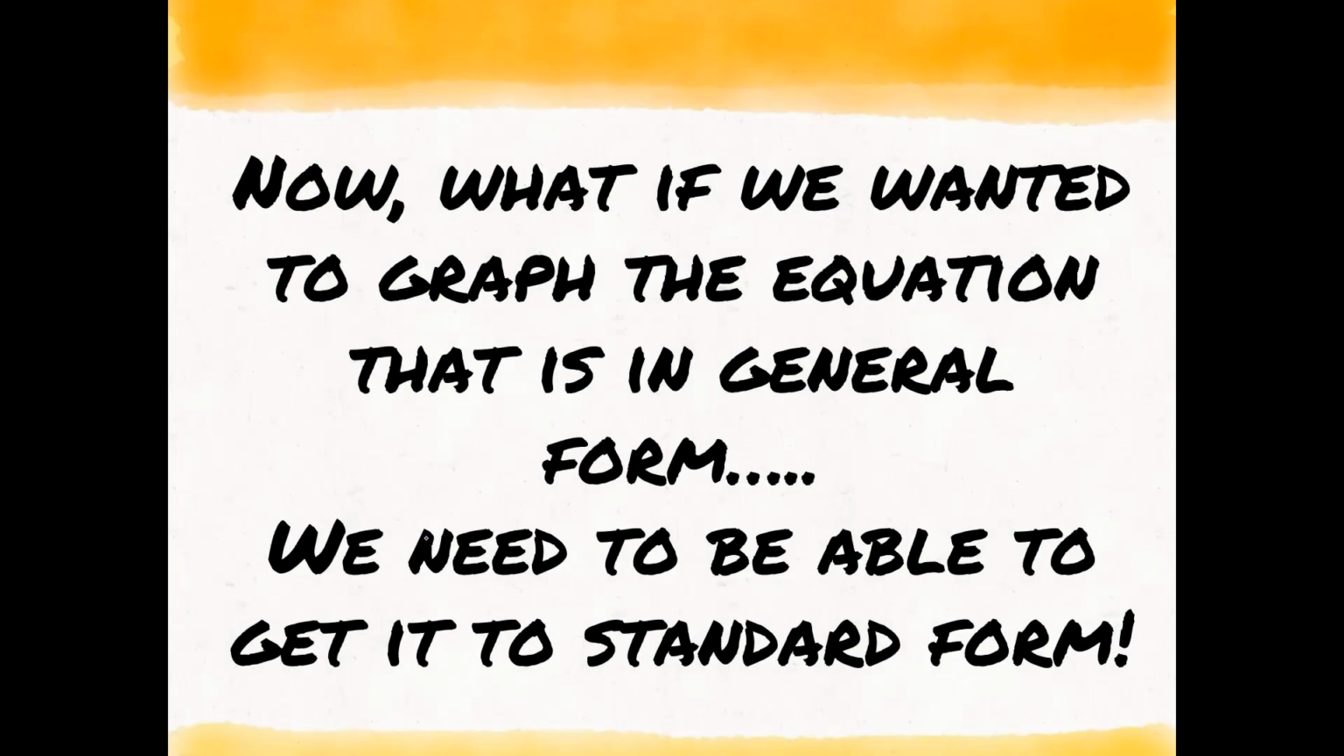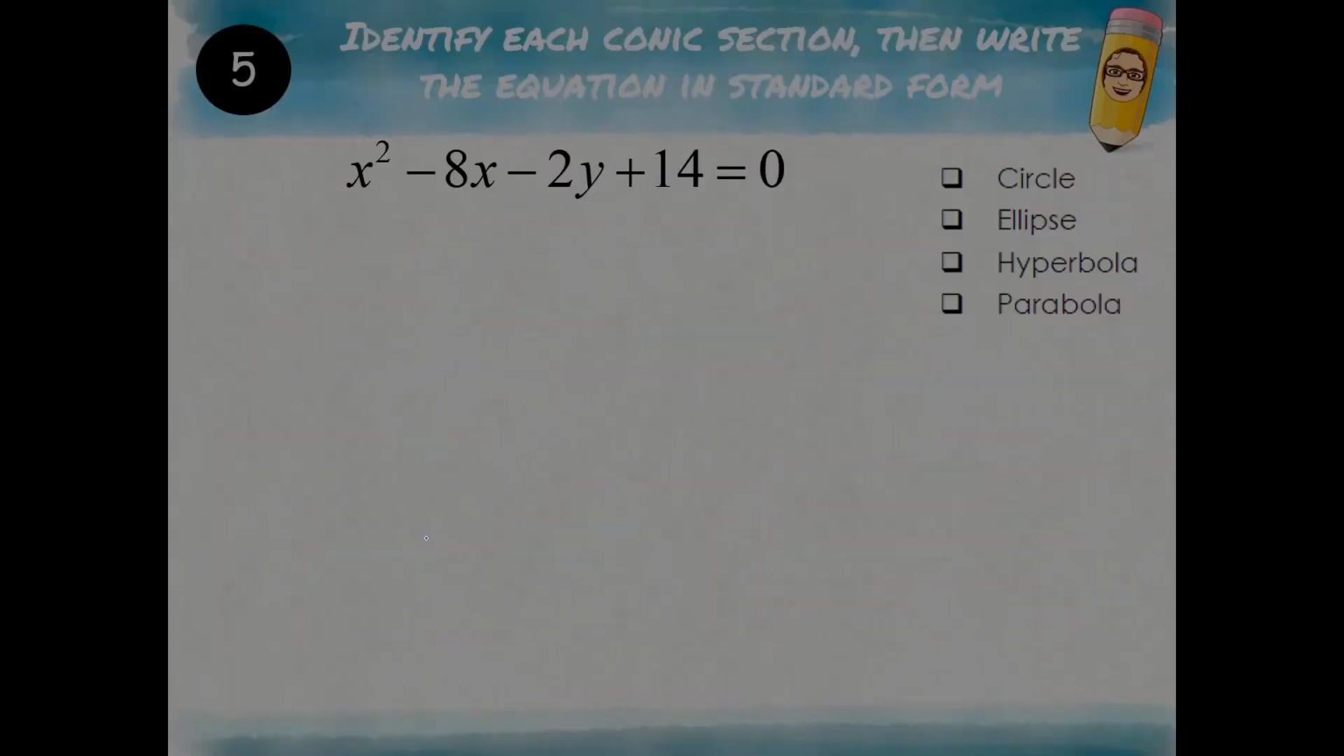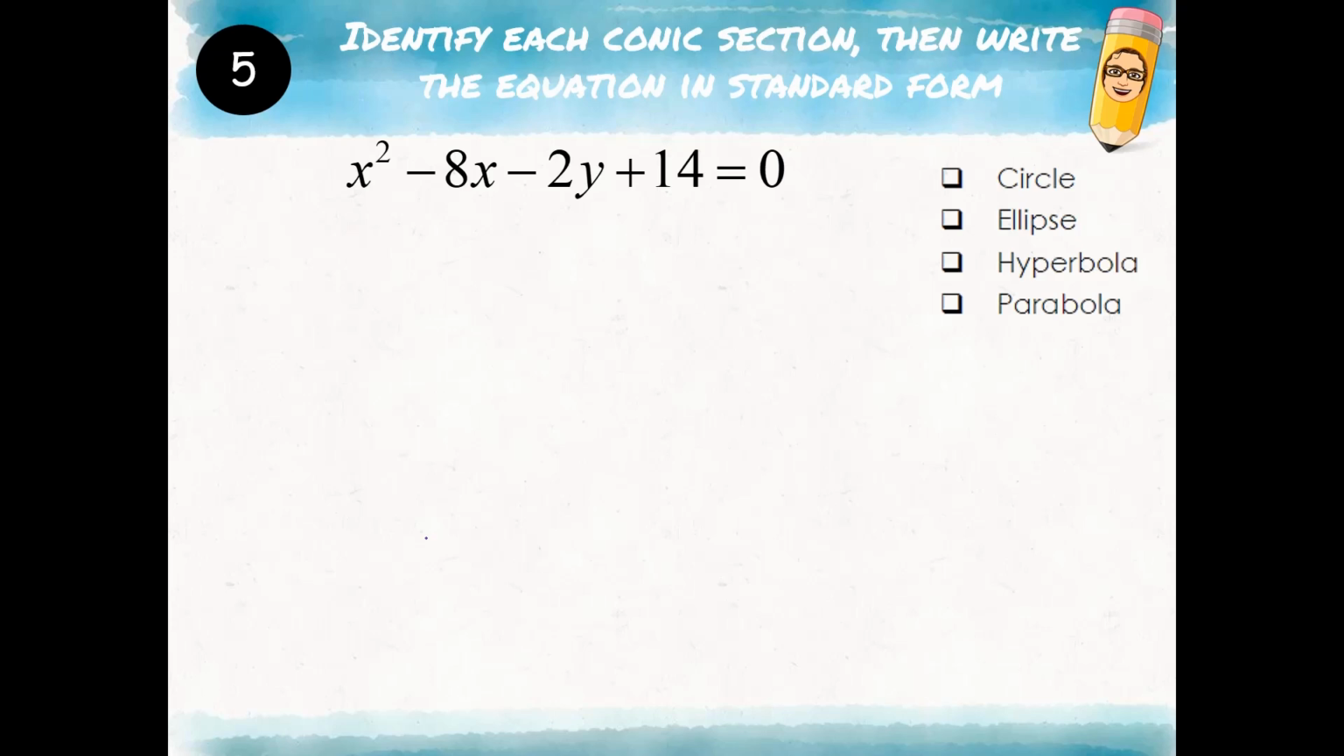Now, we need to get it into standard form. Again, here are the steps to completing the square. We need to group the x's with the y's, so the dogs with the dogs, cats with the cats, and then send the constant numbers to the other side of the equal sign. We're going to make sure the x and y squared only have a coefficient of 1. If not, we're going to factor out. We're going to take the number for the x, divide by 2, and square. We're going to find blank for that. We're going to add these numbers to both sides, and then we're going to factor on the left-hand side twice. Whew. Lots of information, right?